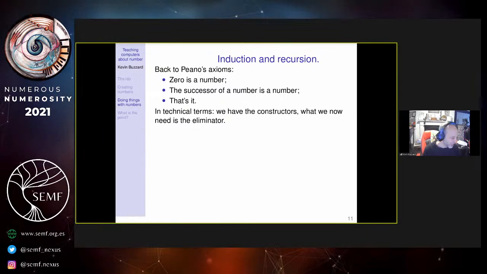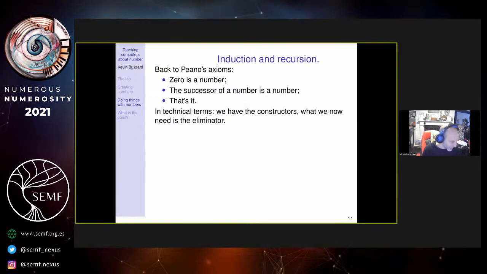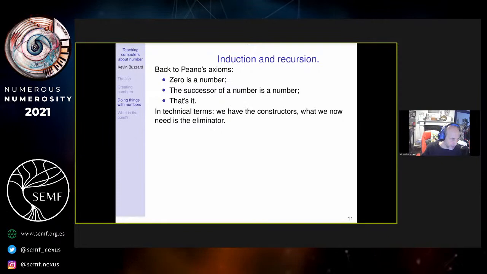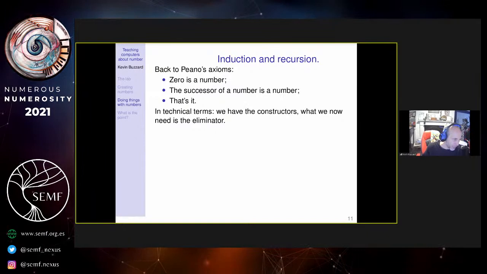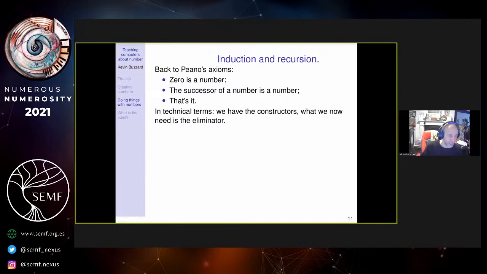We need a way of making a function where the function takes in a number and spits out something that isn't a number anymore. Because at the minute, with the tools I've shown you, zero and the successor, we can go into the world of number, but we can't ever escape from it. If we have a number, the only thing we can do with it is apply the successor function and make another number. We tried to add numbers together and it didn't work. We had an error that Lean didn't know what add was.